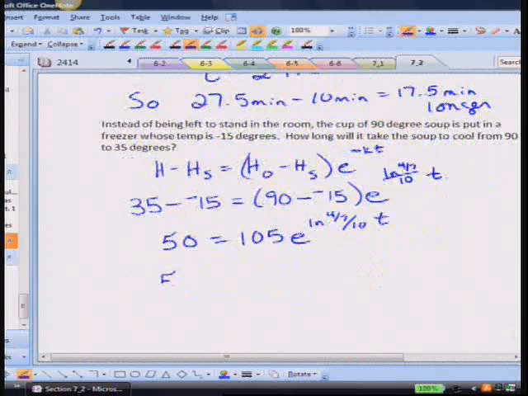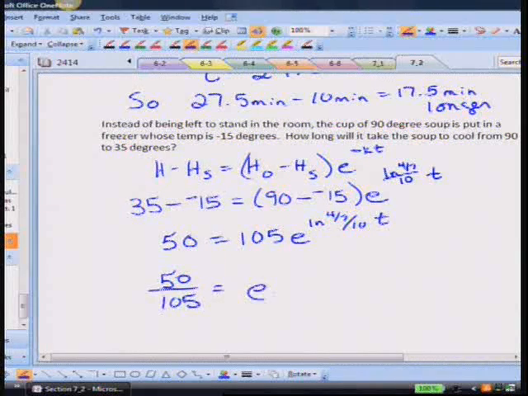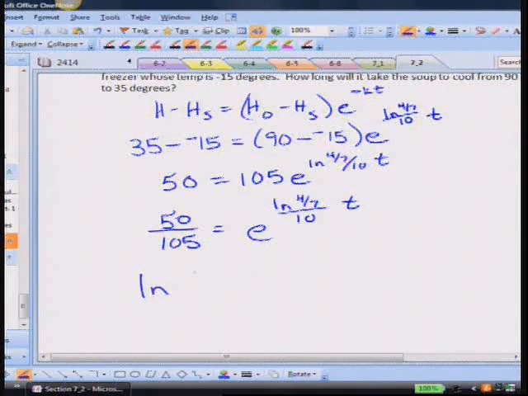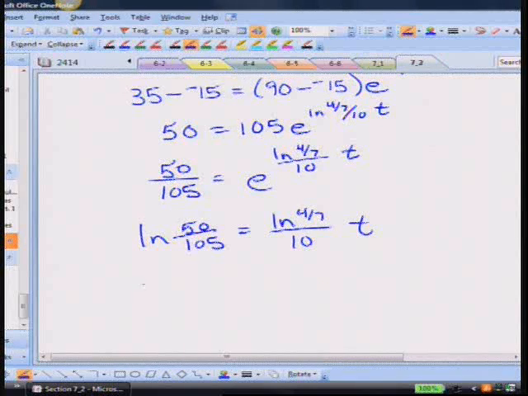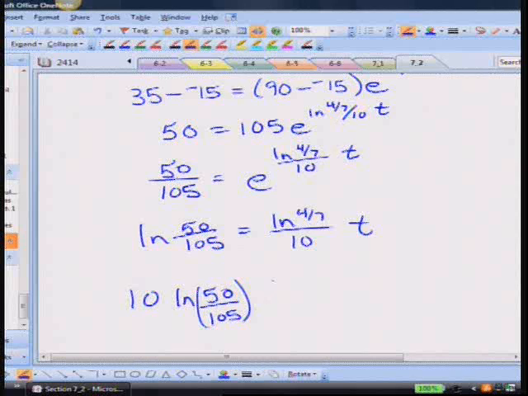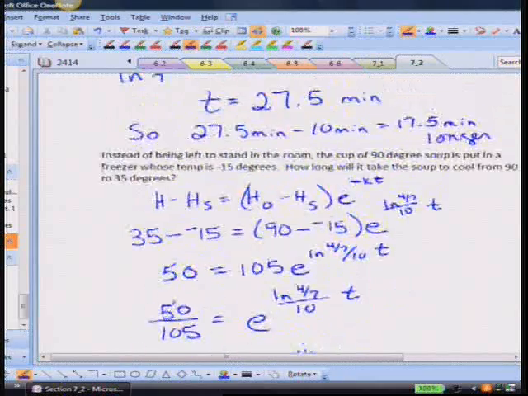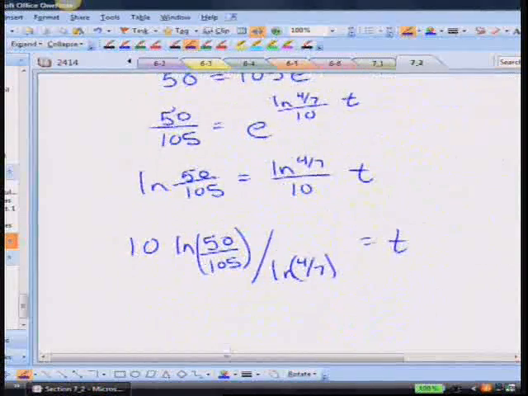So divide both sides by 105, and then take the natural log. The ln and e will cancel, so you have ln 4/7 divided by 10 times T. So you should have 10 ln of 50 over 105 divided by the ln of 4/7 is equal to your T, right? How did that go? 13.26.